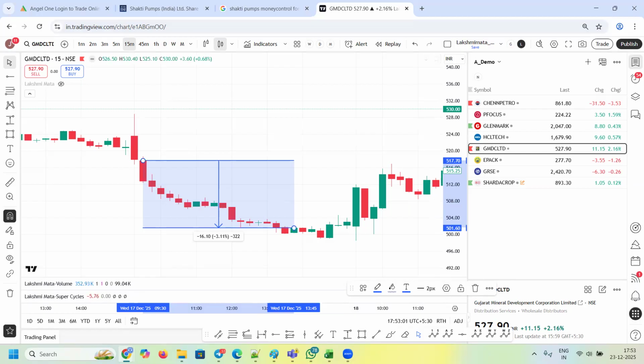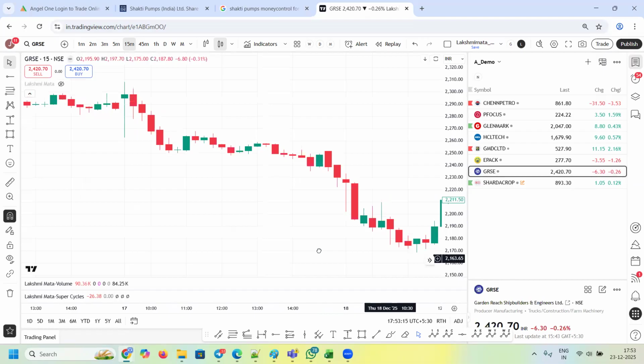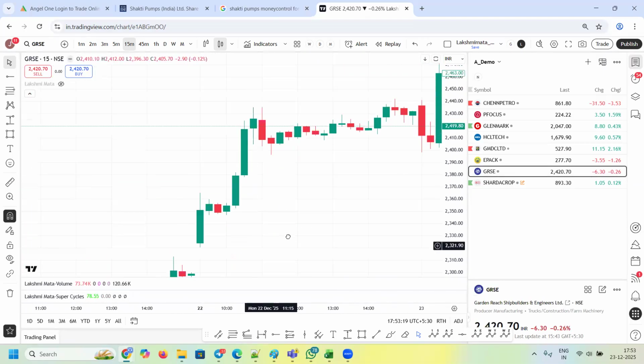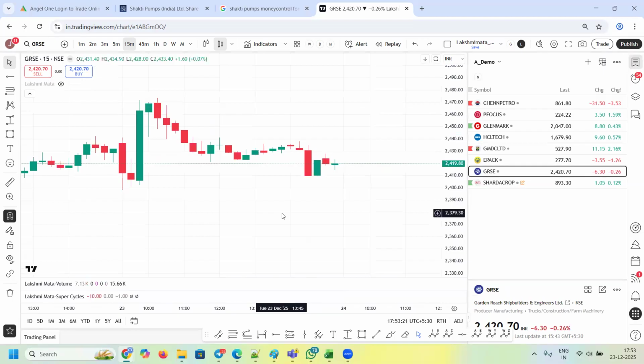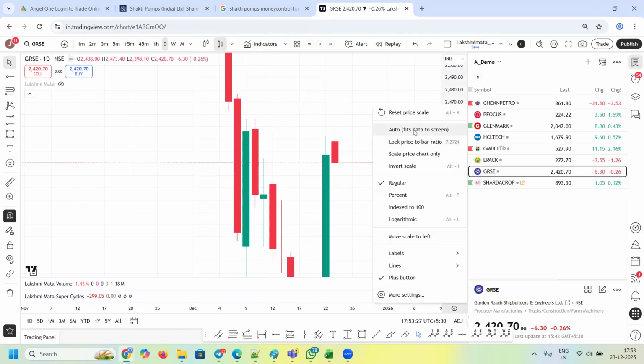Got it? Yes, ma'am. So again, the same pattern, the Chennai pattern which we have taken, this one. Then, if you see this GRSE, which one? I think we have gone through it. I don't know which one, which day. Let us go for this.